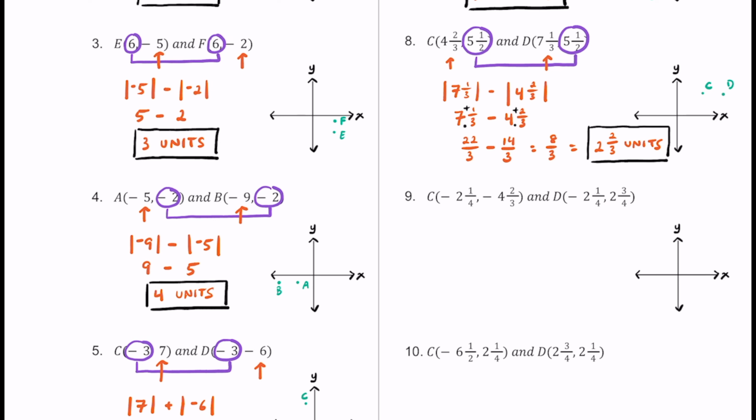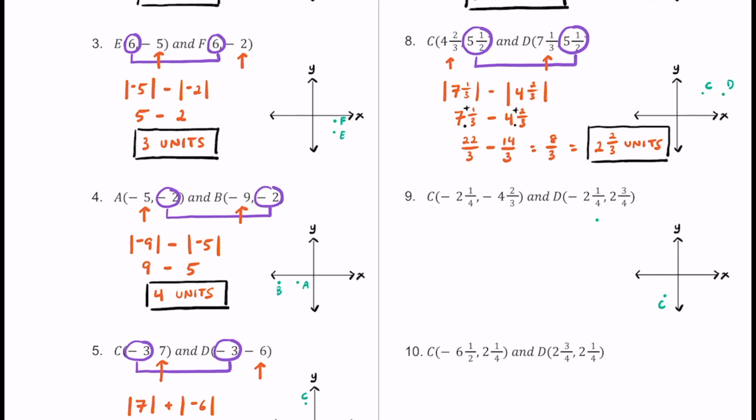All right, for number 9, we have point C, which is located at -2 1/4, comma, -4 2/3. So we start at the origin, move 2 1/4 to the left, and then move 4 2/3 units down. So that's going to be in quadrant 3 where we have negative. So that's going to be where point C is.